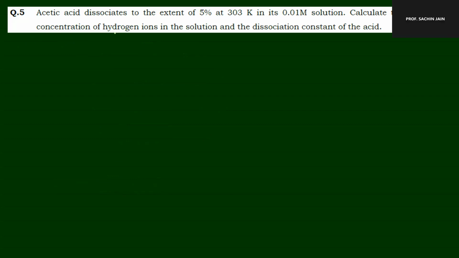Next we have: acetic acid dissociates to the extent of 5% at 303 Kelvin in its 0.01 molar solution. Calculate the concentration of hydrogen ions in the solution and the dissociation constant of the acid.